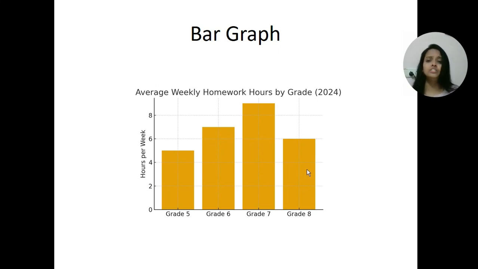students who averaged 6 hours per week. Interestingly, this shows a small drop in homework hours for grade 8 compared to grade 6, suggesting that the pattern does not strictly increase with every grade. The most striking contrast is clearly between grade 5 and grade 7, with a difference of 4 hours per week, which represents a significant jump in workload from lower to middle grades.